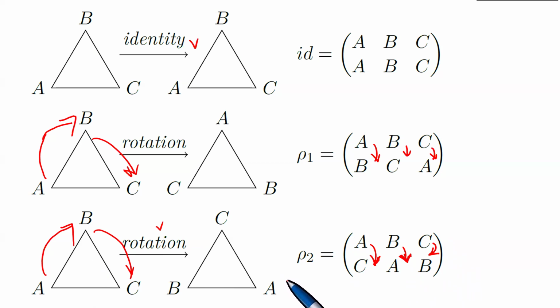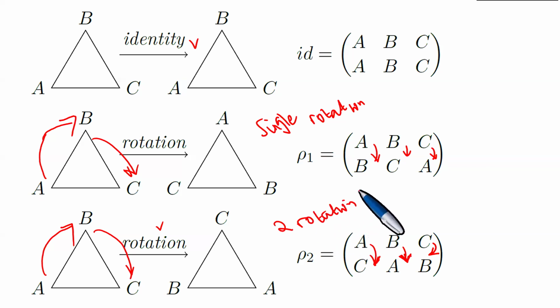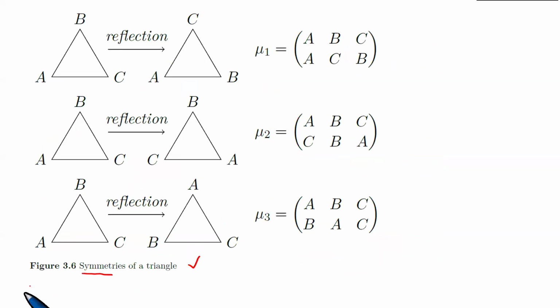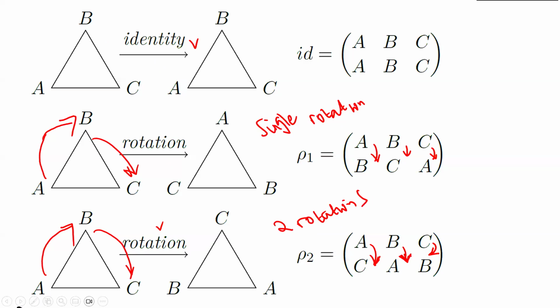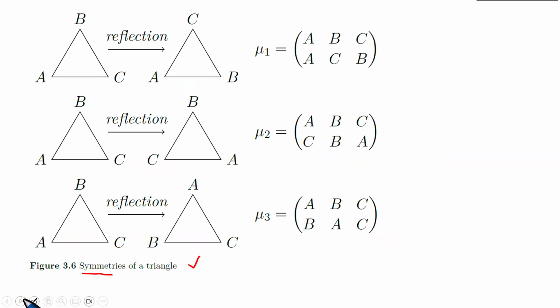Let's check. So here you'd have a single rotation, but here you'd have two rotations. Two rotations, let's check. This is very interesting, because are these rotations themselves rigid motions? Well, they are rigid motions, but let's continue.